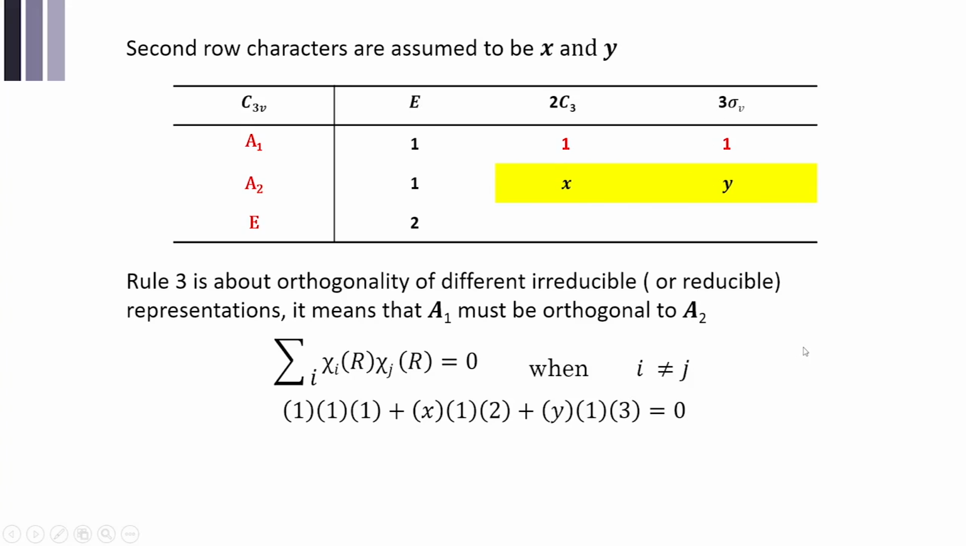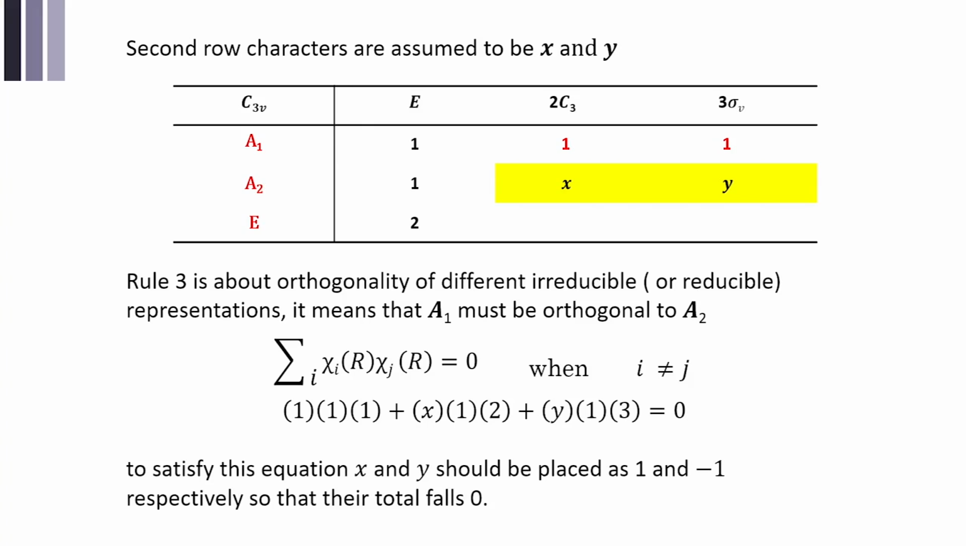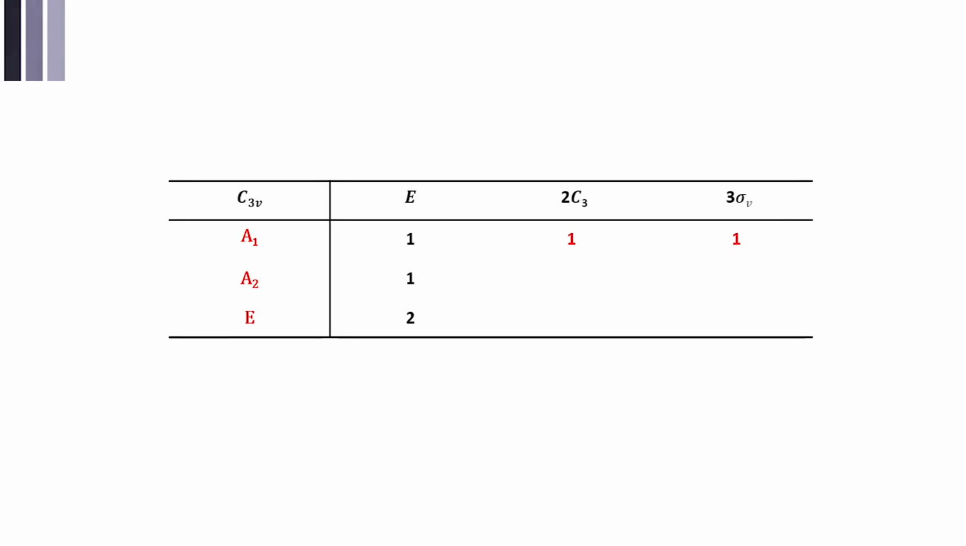Now, how should we place the values of x and y so that the total equals 0? Quite easy. Just put x equal to 1 so that you get 1 plus 2, that is 3, and put y equal to minus 1 so that it becomes minus 3. So 3 minus 3 becomes 0. It's quite simple to conclude that x and y should be plus 1 and minus 1. Let's put them there, and here we are successful in getting the values of x and y.